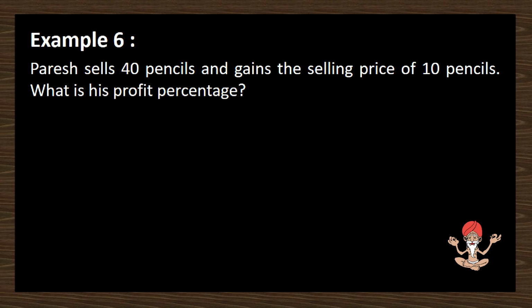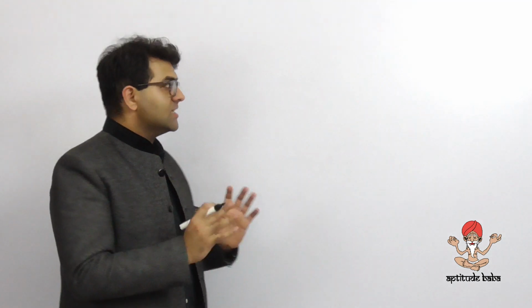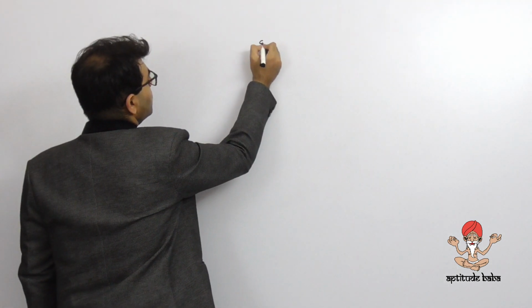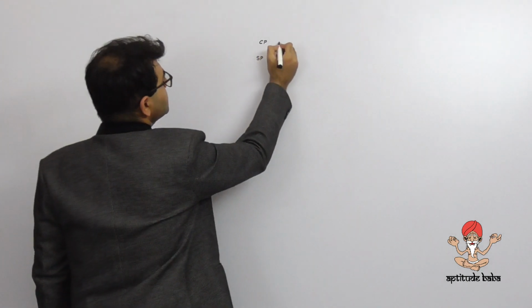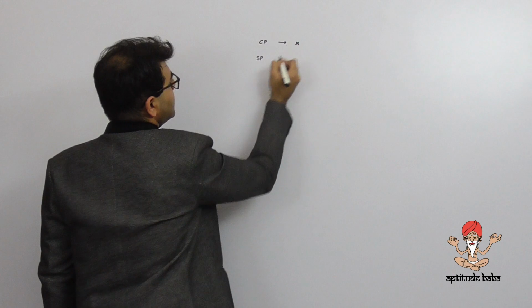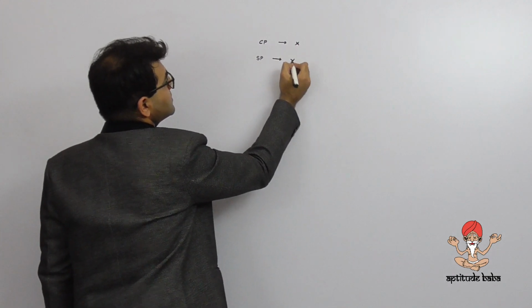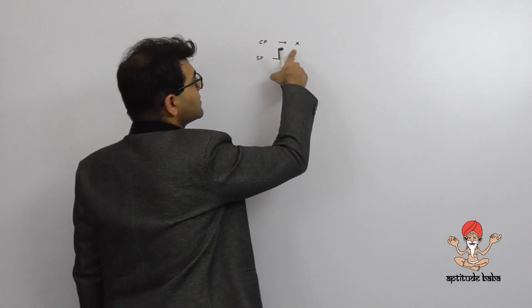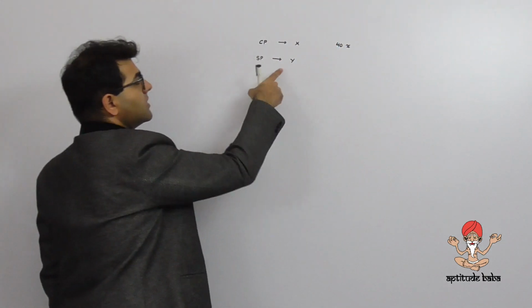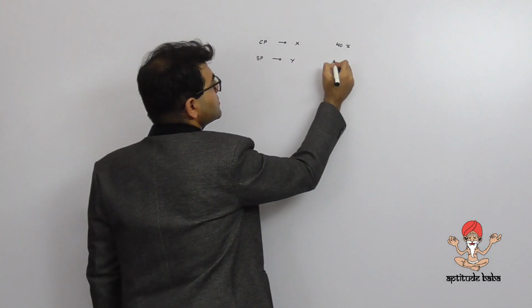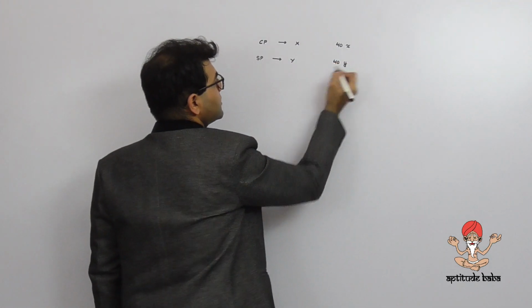Paresh sells 40 pencils and gains the selling price of 10 pencils. What is his profit percentage? परेश ने 40 पेंसिल्स बेची हैं और एज अ रिजल्ट उसको जो प्रॉफिट हुआ है वो 10 पेंसिल्स के सेलिंग प्राइस के बराबर है. Let us consider the question in terms of cost price and selling price of one pencil. Let us say that I am supposing the cost price of one pencil as X and the selling price of one pencil as Y. अगर एक पेंसिल का कॉस्ट प्राइस X है तो 40 पेंसिल्स का कॉस्ट प्राइस 40X हो जाएगा. अगर एक पेंसिल का सेलिंग प्राइस Y है तो 40 पेंसिल्स का सेलिंग प्राइस 40Y हो जाएगा.